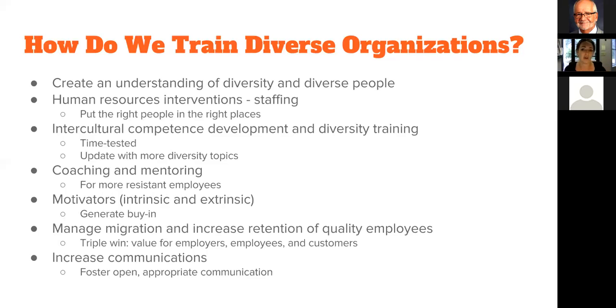If they have training already, refine it to shape the organization's culture, but really be aware of who you have and what their capabilities are, and put them in the best places to help not only the organization, but to help that employee grow as well. Next is intercultural competency development and diversity training.